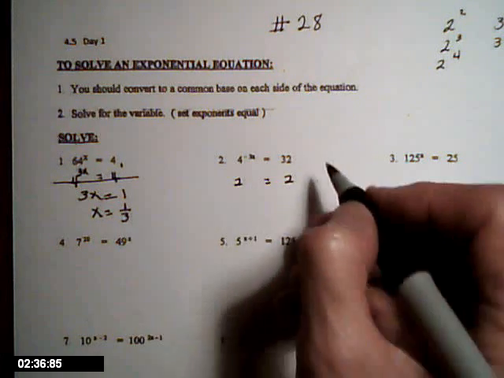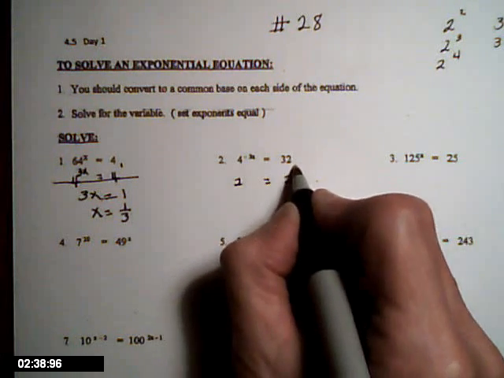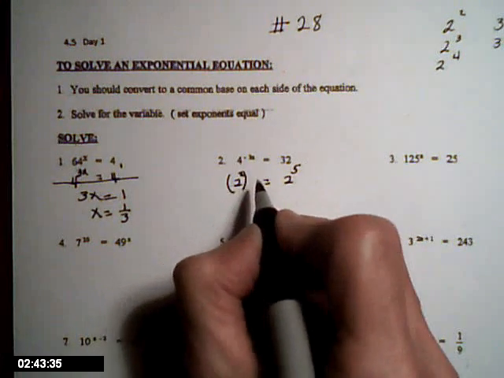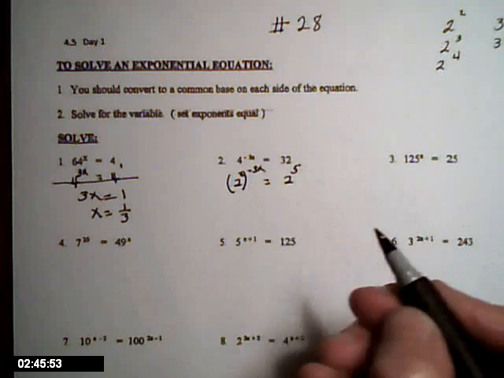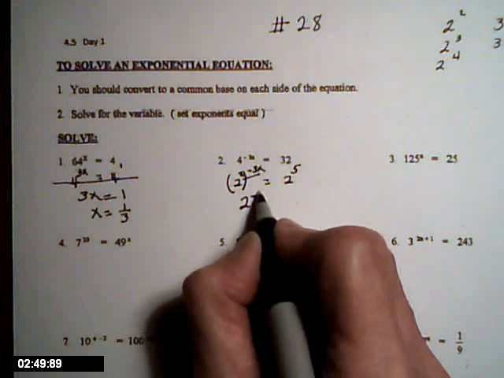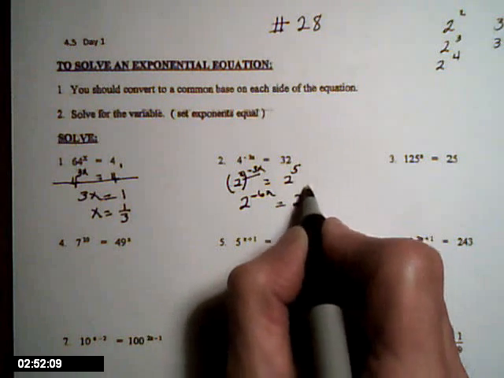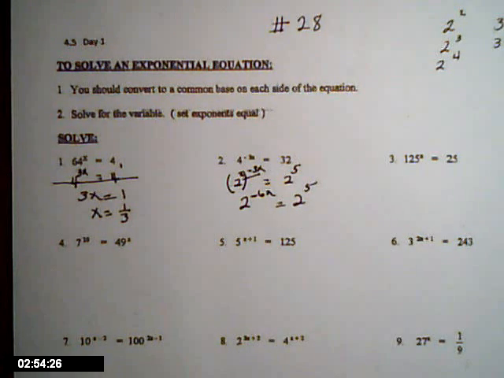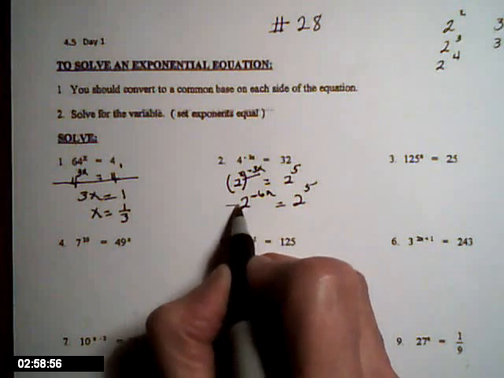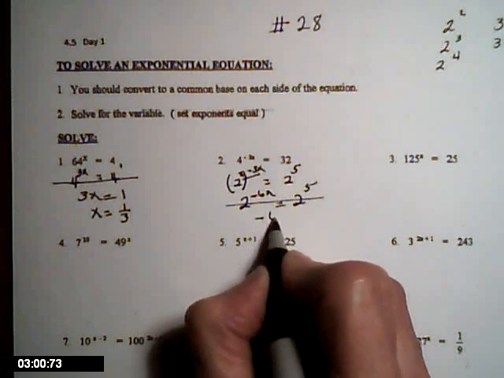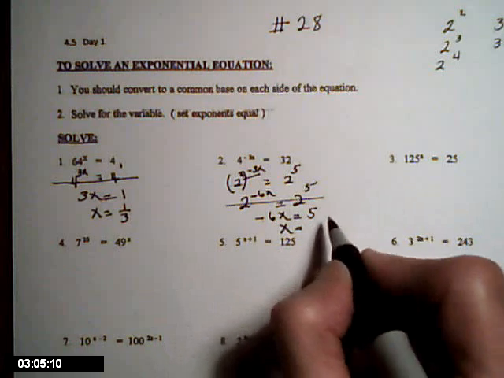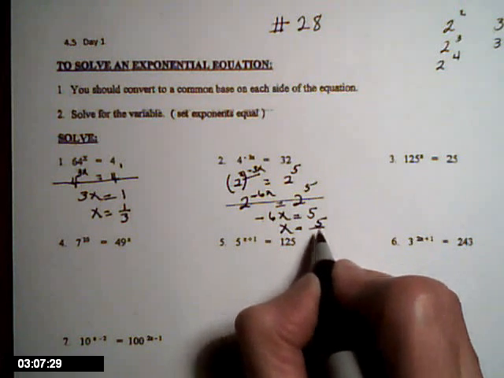So I'm going to use a base 2. Now 2 raised to the 5th power is 32. 2 raised to the 2nd power is my 4, and I have a negative 3 exponent there. Now you remember, if your exponent has an exponent, you're going to multiply that. So I'm ending up with 2 to the negative 6x equals 2 to the 5th. Now once I have the same base, I ignore that. My equation is negative 6x equals 5, or x equals 5 over negative 6.